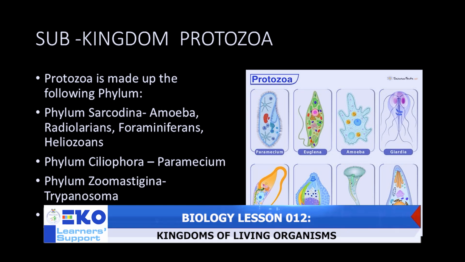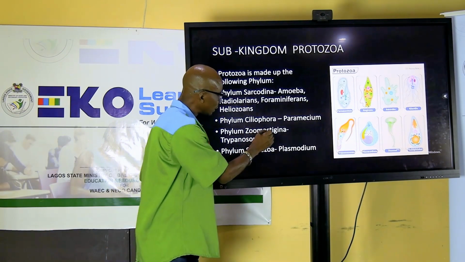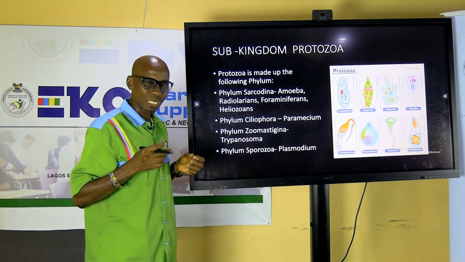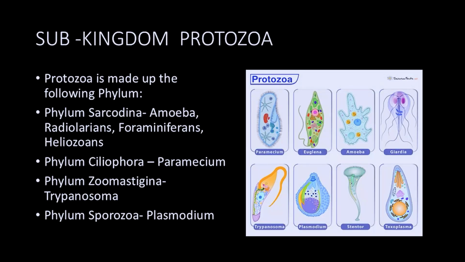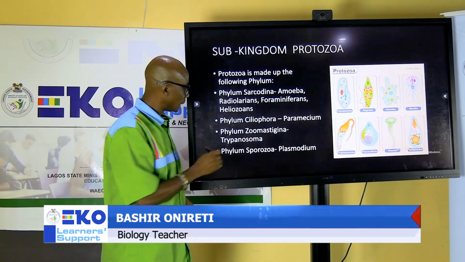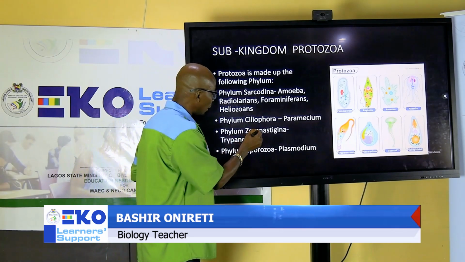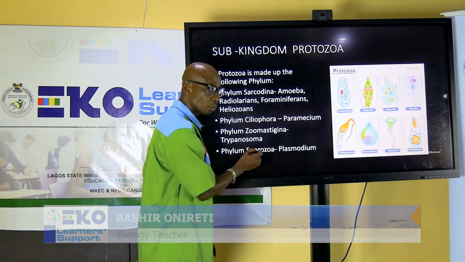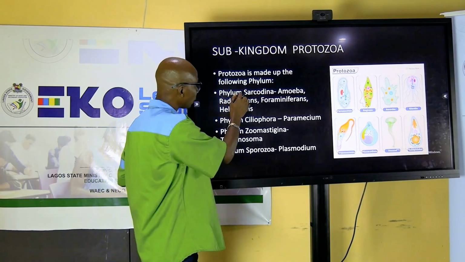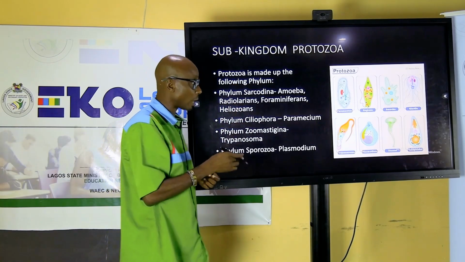Then the next one is phylum Zoomastigina. Most of the organisms in this phylum are mostly parasitic, as well as the phylum Sporozoa, which is Plasmodium. This is one of the most popular organisms that reside in our body because it causes malaria. Trypanosoma is the one that causes sleeping sickness in our body. So most of the Zoomastigina and Sporozoa are parasitic. Some of the Sarcodina are also parasitic, the same way with Ciliophora.